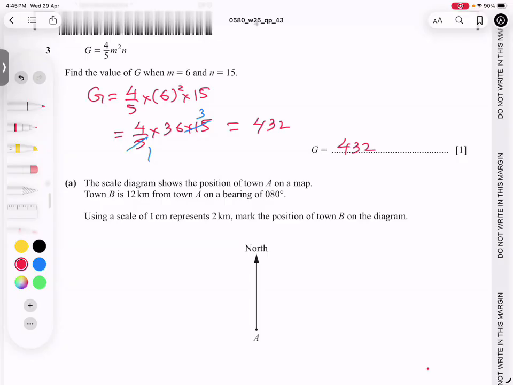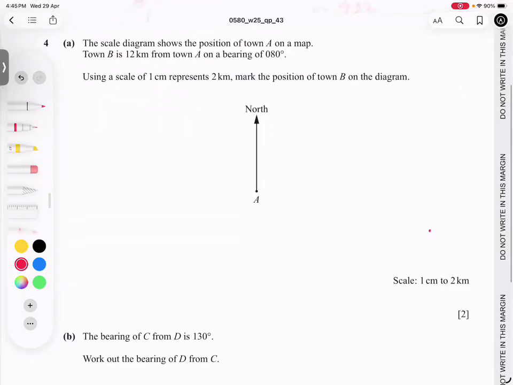Done. Okay, question 4, part A. It says the scale diagram shows the position of A on the map. Town B is 12 kilometers from A. Distance is 12 kilometers, on the bearing of how much? 80. And what is the rule of bearing?